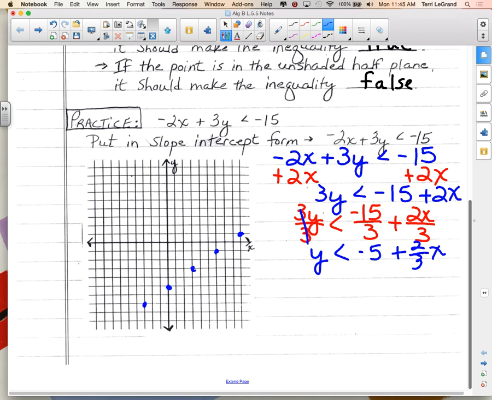Next decision we have to make is should it be solid or should it be dashed? Dashed. Why should it be dashed? Because it doesn't have the equal to bars. So take your ruler now and make a dashed boundary line.